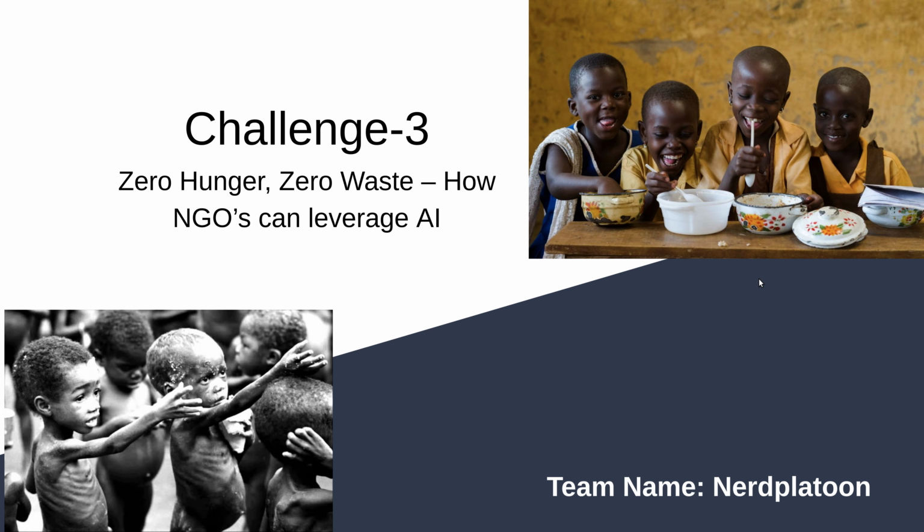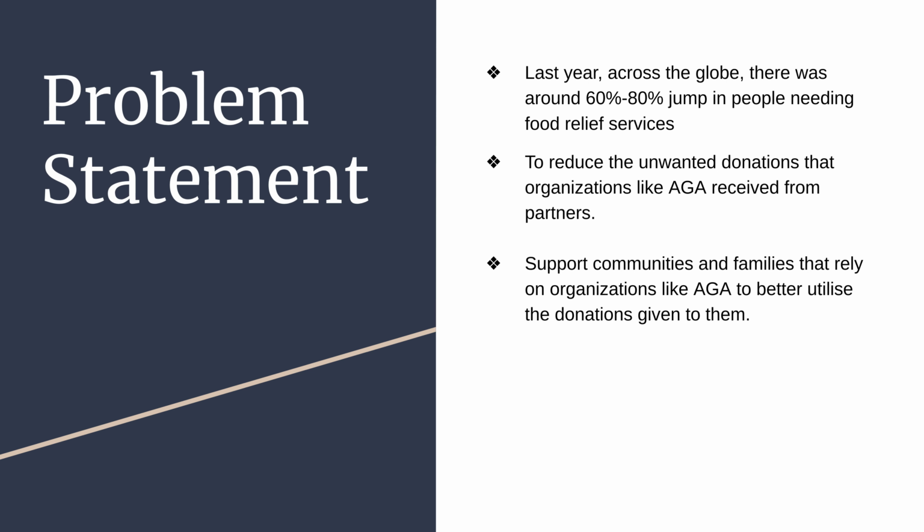Among the three challenges, we picked up challenge number three that focused on solving the zero hunger and zero food waste problem. Food waste and the hunger crisis is a global issue. According to 2020, around one third of the food produced for human consumption is actually wasted, whereas there are a lot of people in the world that are starving to death.